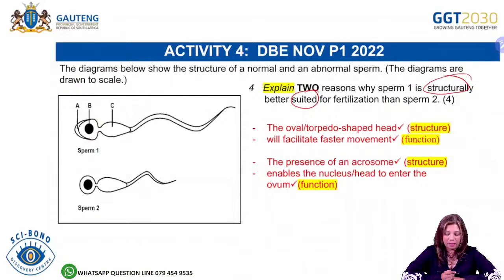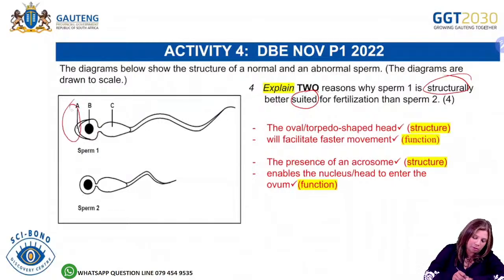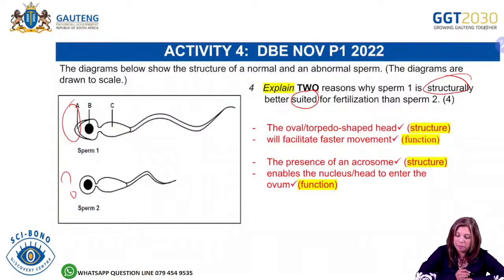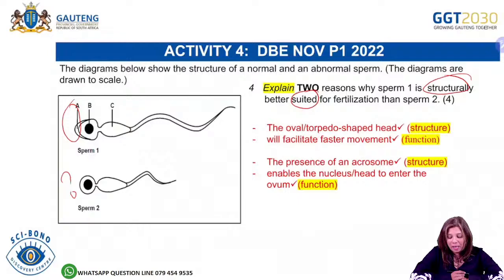The presence of the acrosome. Can you see this one doesn't have an acrosome? So the presence of the acrosome, which is the structure, enables the nucleus or the head to enter the ovum. How does it enable it to enter the ovum? Because it has enzymes. Remember, the enzymes dissolve the membrane of the ovum.